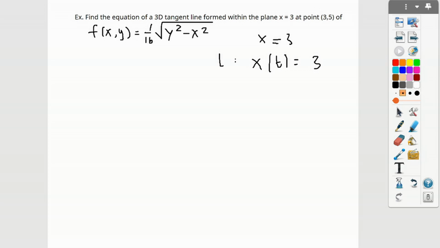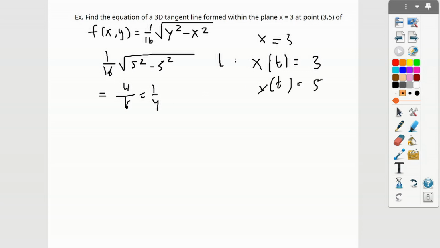Now what about 3 comma 5? If we put 3 comma 5 in here, what are we going to get for f of x, y, in our z direction? We will get 1 over 16 times the square root of 5 squared minus 3 squared, which is 16 inside. So that's 4 over 16, which is 1/4. So our z is 1/4, and we can use that as our point. So x of t is 3, y is 5 plus something t, and z is 1/4 plus something t.